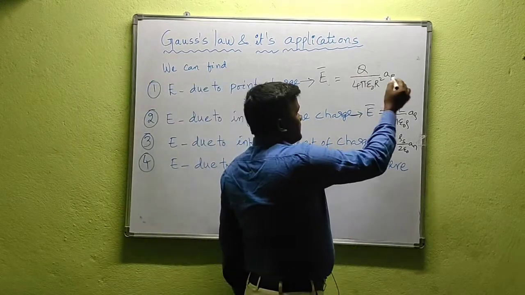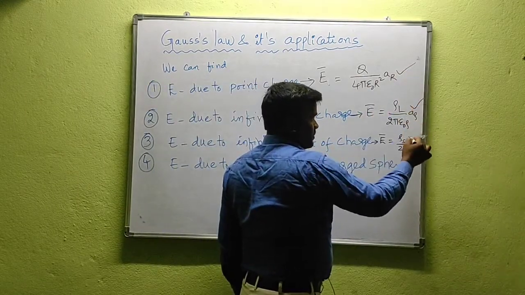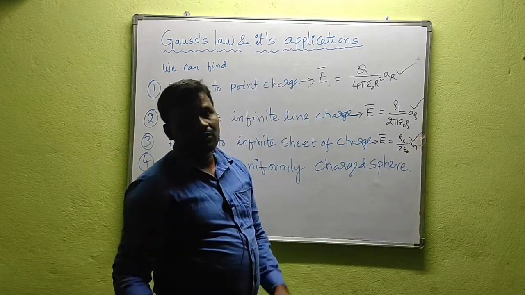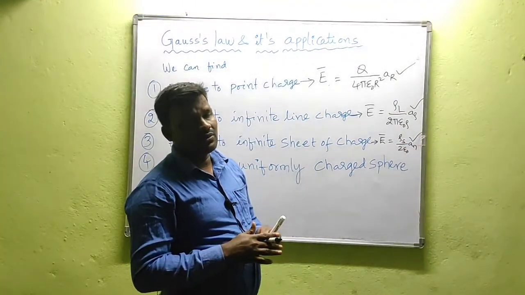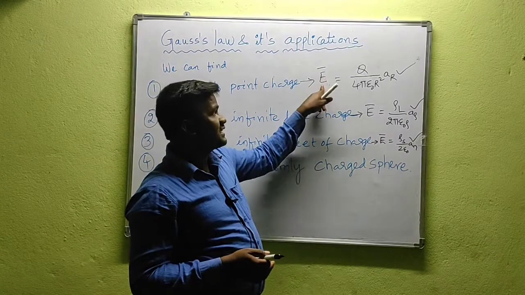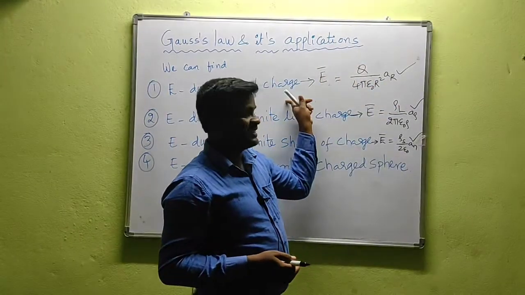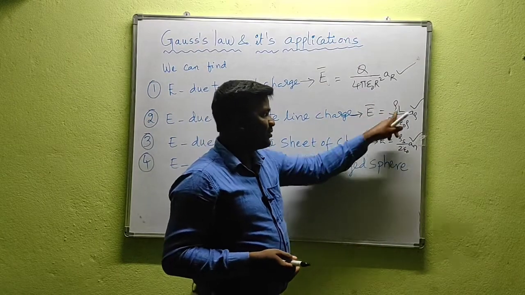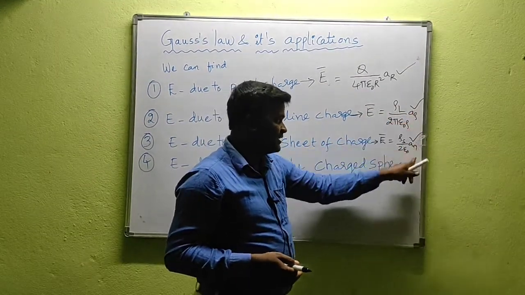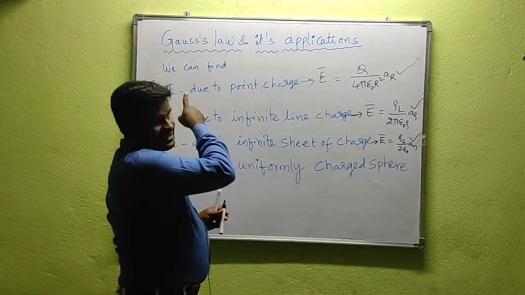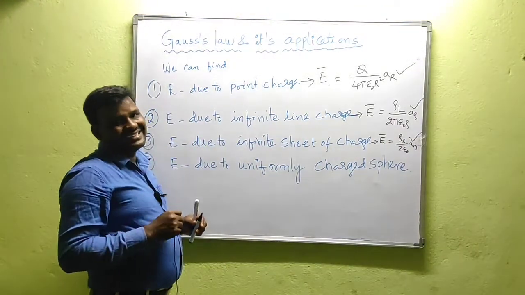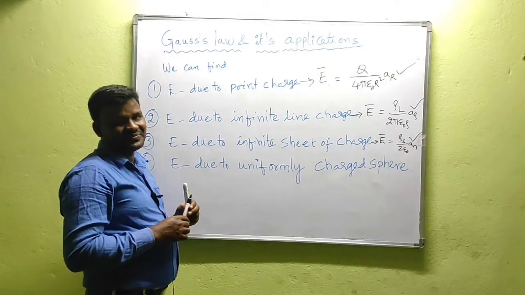These equations, this one and this one, are derived by using what? Coulomb's law. Now we can derive this expression, E equal to Q by 4 pi epsilon naught R square a_R, for the point charge. For a line charge like this, E equal to rho_L by 2 pi epsilon naught rho a_rho, and this equation is derived by using what? Gauss law. Gauss law is an alternative form of Coulomb's law.